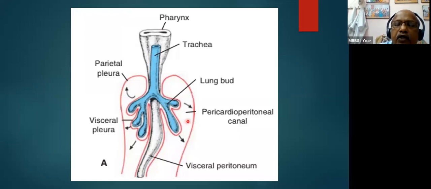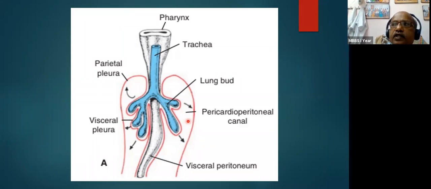pericardio-peritoneal canal only. So that part of the pericardio-peritoneal canal will later get separated from the peritoneum as well as the pericardium, and then only it will be called the pleural cavity. Till then it is called the pericardio-peritoneal canal only. So important for your MCQ. So the developing lung buds are entering into the pericardio-peritoneal canal.